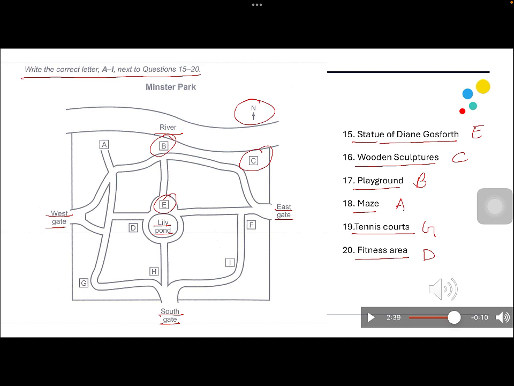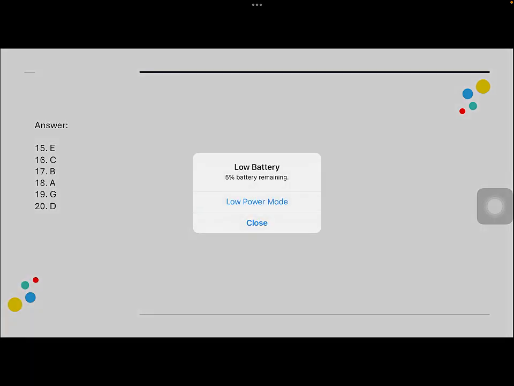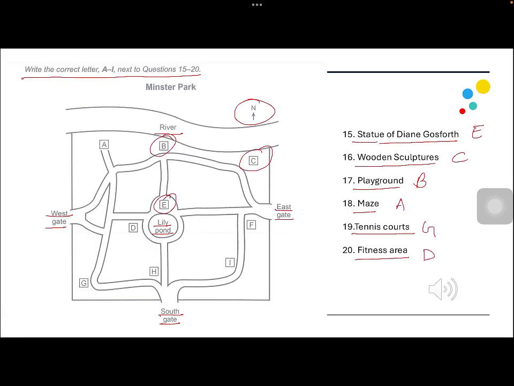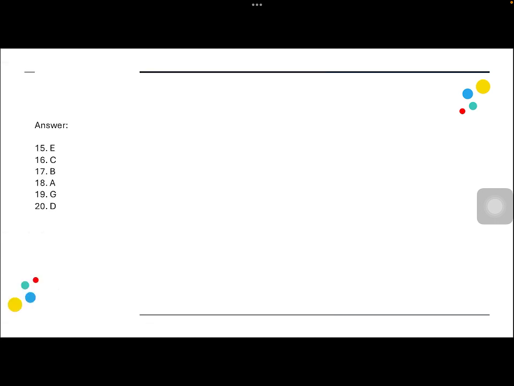All right, great. As you saw, the speaker was giving directions, with phrases like southwest, southeast and north side. Directions have also been given in the map. You need to be careful about these directions. It's not going to be very exact, but you can make sense of it and find the answers. Let us look at the answers. For each question, the answers are E, C, B, A, G, D. And yes, we have gotten all the answers correct.